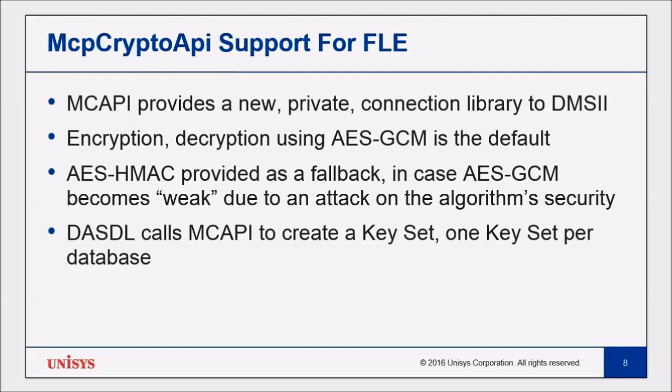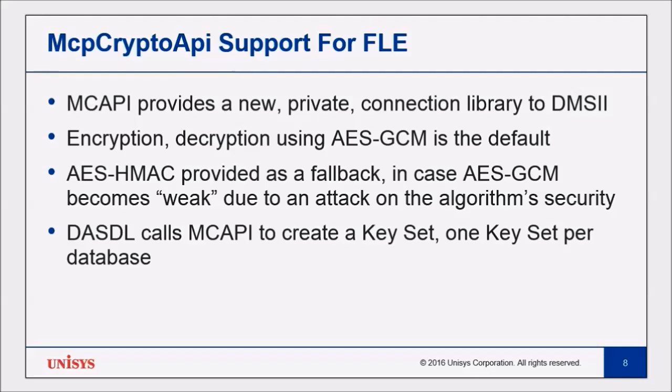Dmsii API provides a new private connection library to DMS2. DMS2 uses Dmsii API as a conduit to interface with Security Center and Key Manager. The default encryption algorithm is AES GCM. AES HMAC is provided as a fallback in case AES GCM becomes weak due to an attack on the algorithm's security.